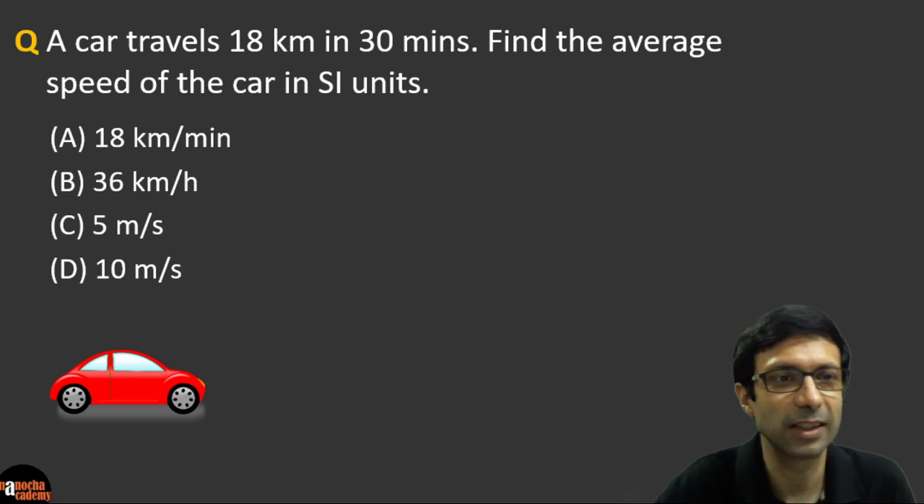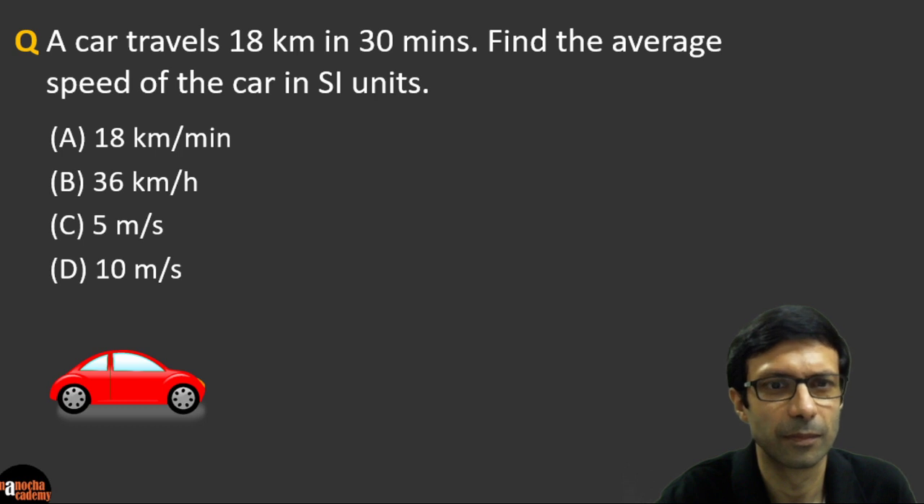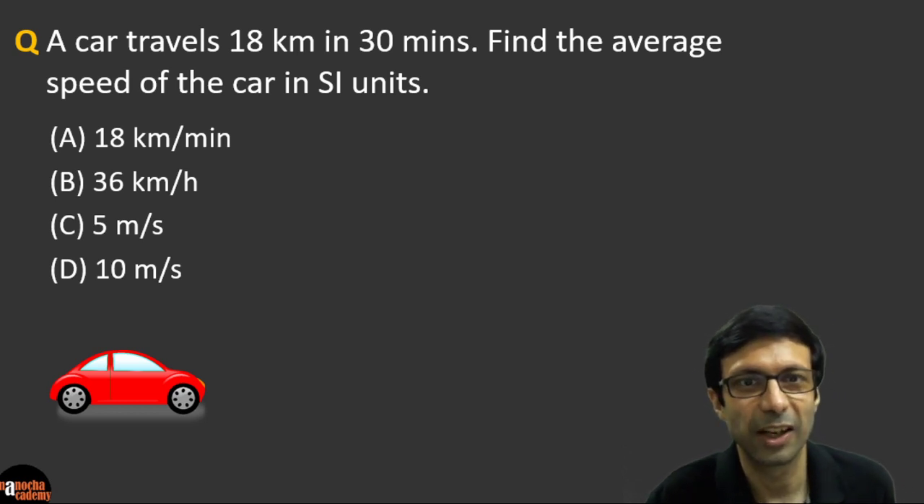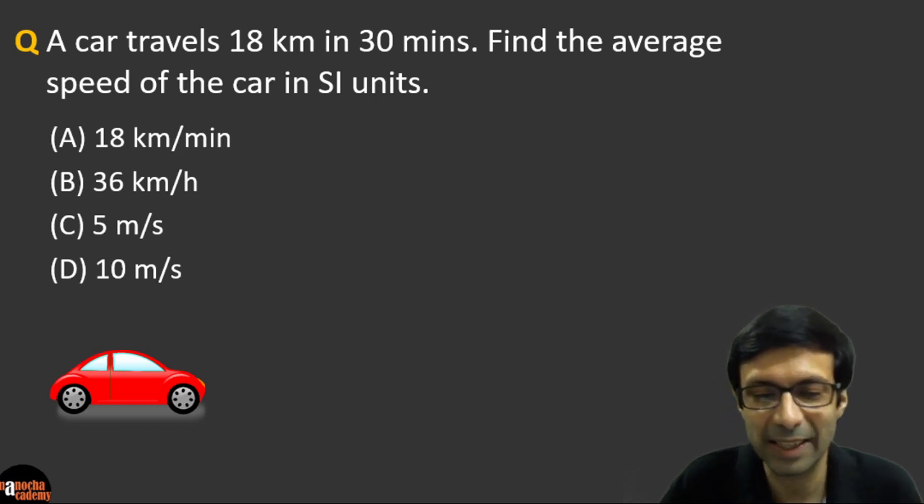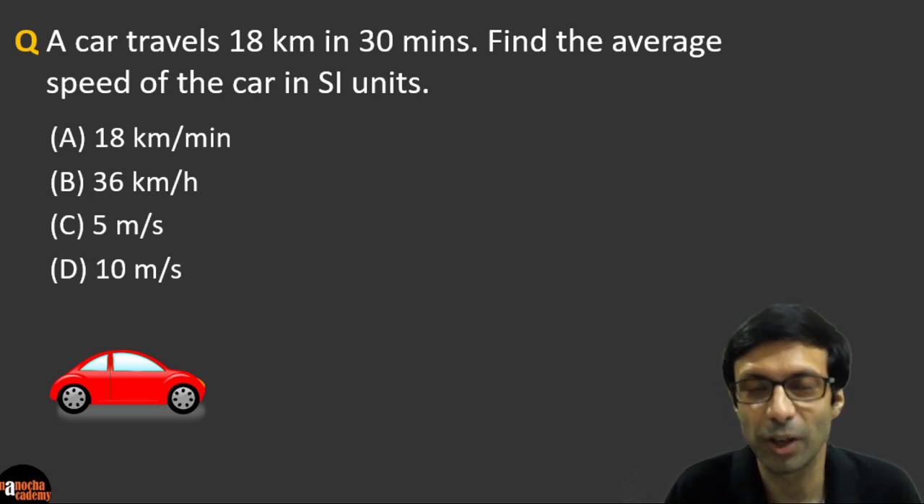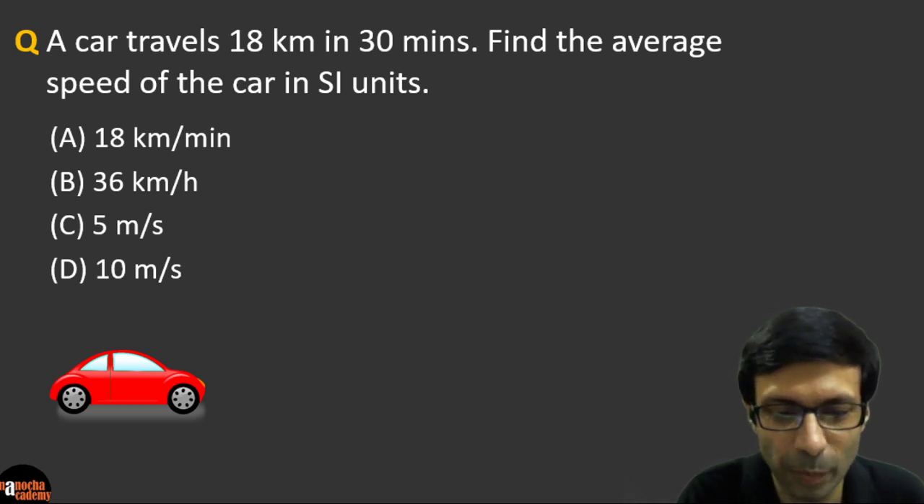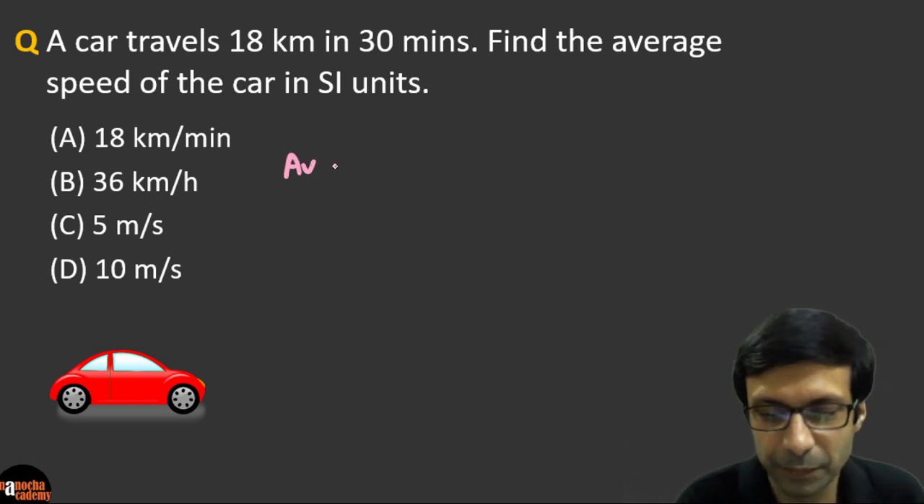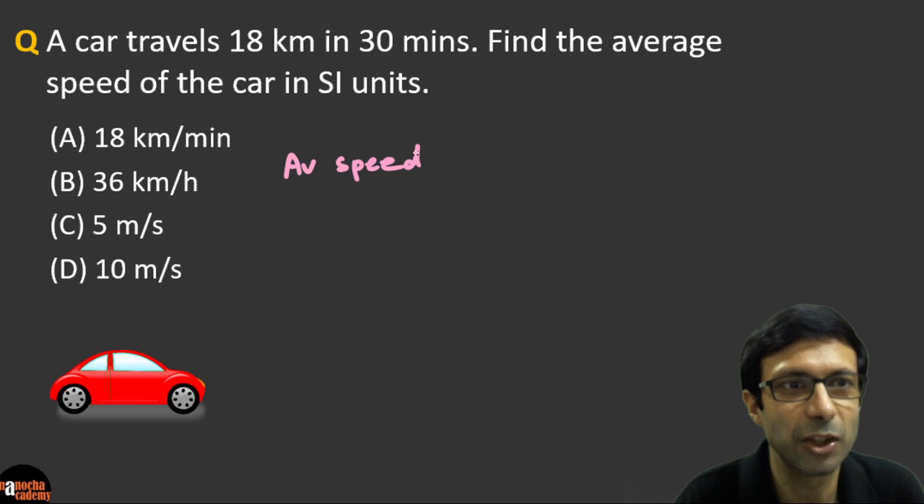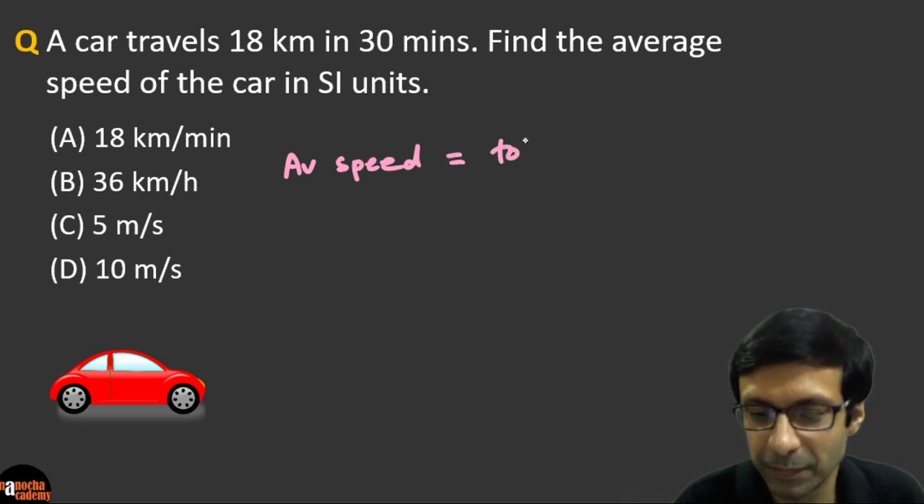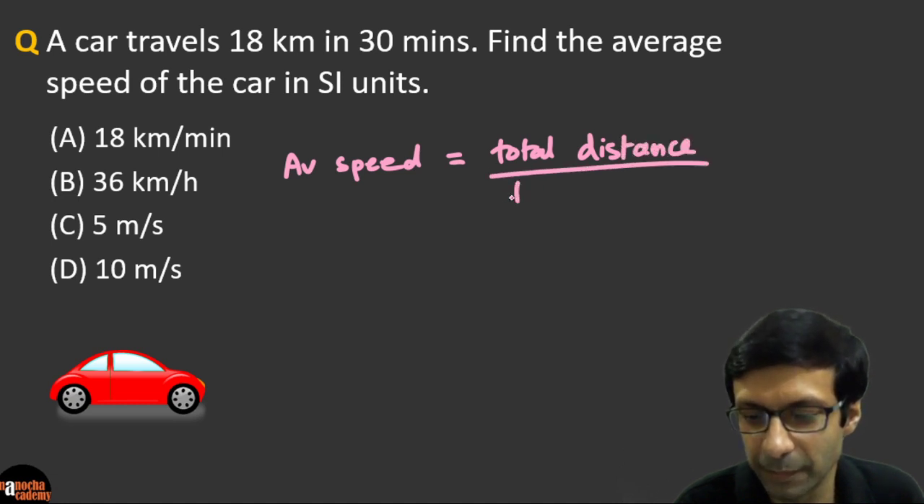Great, I'm seeing a lot of answers here. Okay, very good. I'm seeing a lot of different answers here. I want all of you to take some time and do the calculations here, because what is the question asking? A car travels 18 kilometers in 30 minutes. So like we discussed here, the formula of average speed is, what is the formula of average speed? Total distance by total time, right?